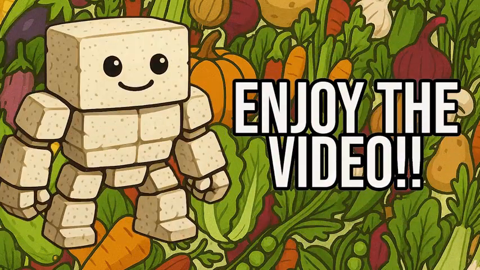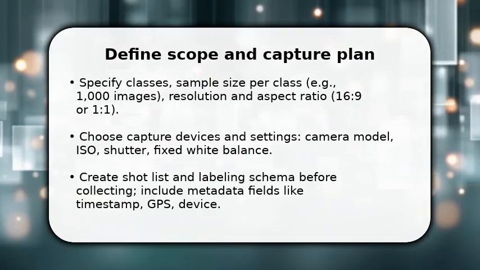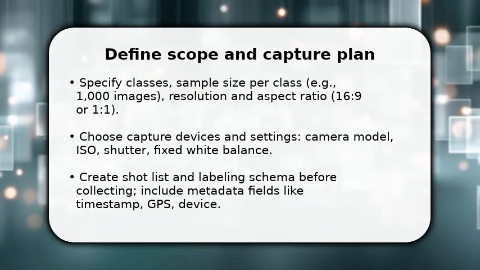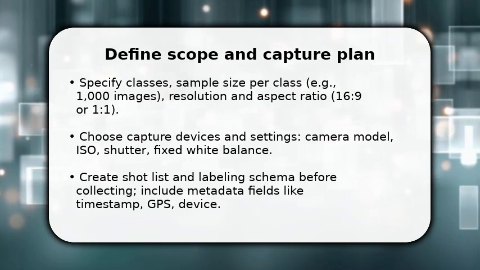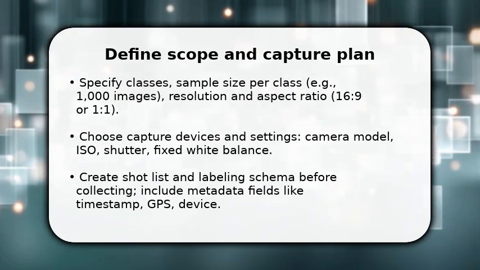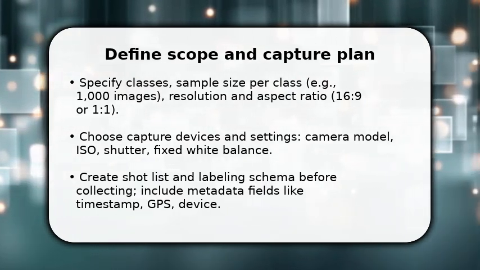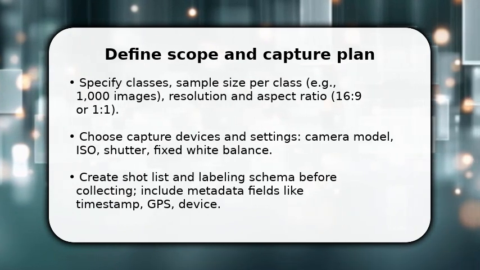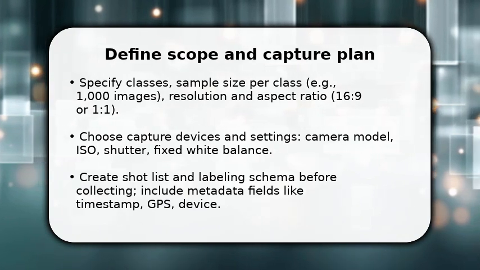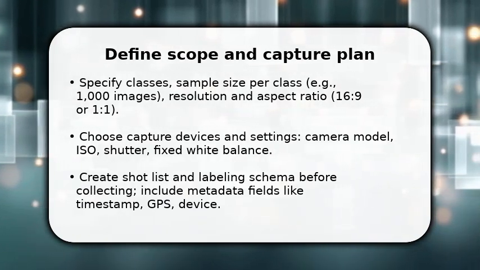Please enjoy the video. You start by locking scope and the concrete capture plan so collection is consistent. Define target classes and exact counts, decide resolution and aspect ratio, then pick the single capture pipeline: device, lens, fixed white balance, and exposure. Once done, create a shot list with required viewpoints and lighting variants, plus the labeling schema and metadata fields you'll record.